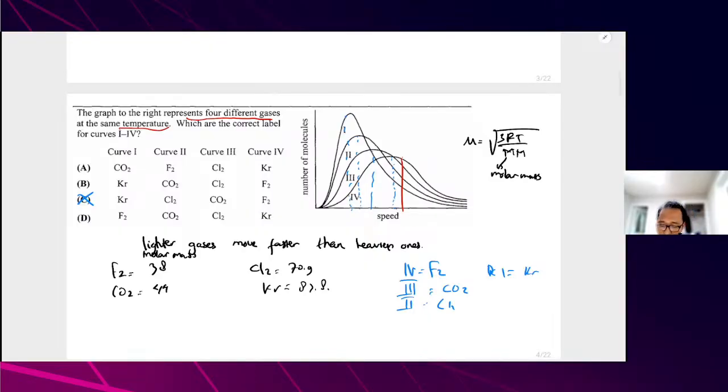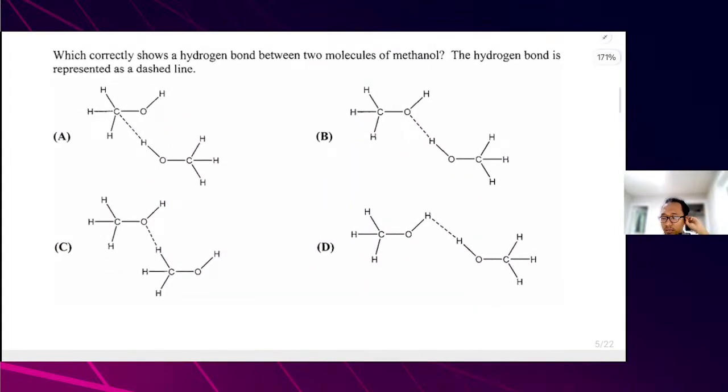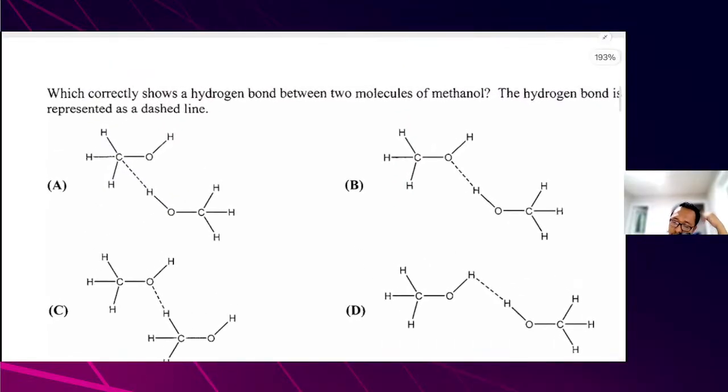Okay, let's move on to another question. Which correctly shows a hydrogen bond between two molecules of methanol? The hydrogen bond is represented as a dashed line. So the key concept of hydrogen bonding is that hydrogen is covalently bonded to highly electronegative atoms such as O, N, and F.